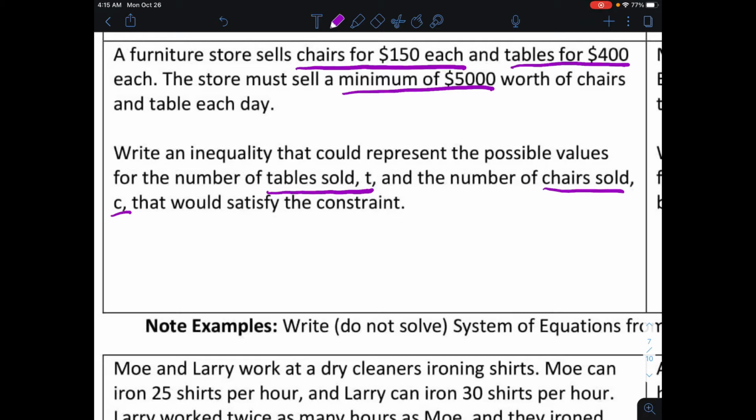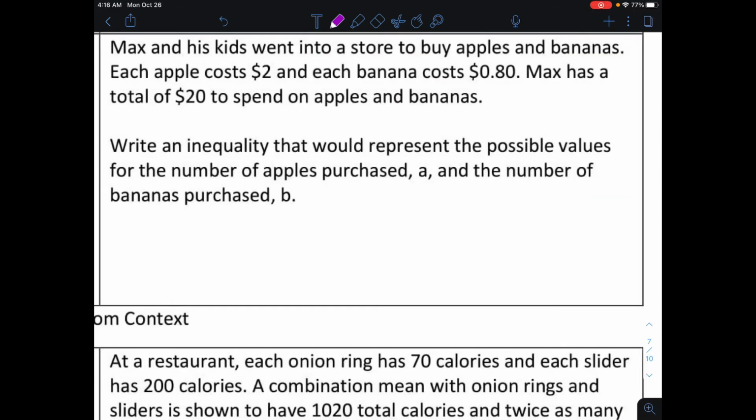All right, well, each chair, C, costs $150. So the amount of revenue that the company would bring in for selling chairs would be 150 times C. The amount of revenue they would bring in for the total number of tables sold would be $400 per table sold, so we say plus 400T. Now, we want to sell a minimum of $5,000 worth of stuff, so that means that 150C plus 400T must be greater than or equal to 5,000. There's our inequality.